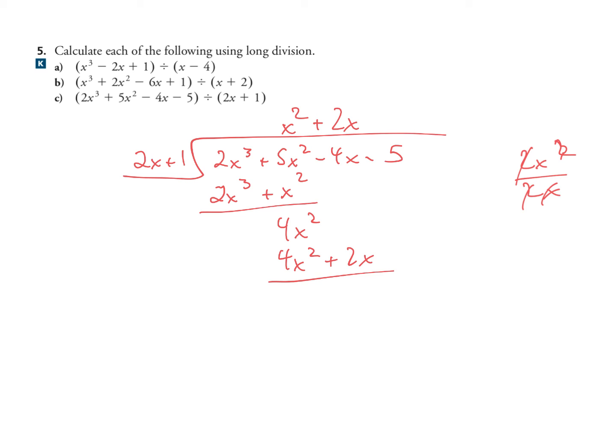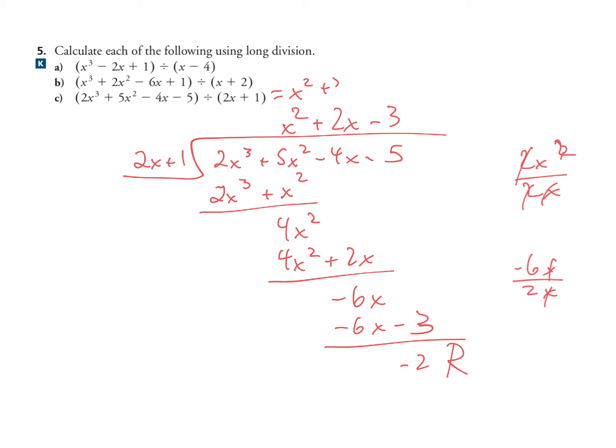Minus 4 minus 2, negative 6x. And negative 6x divided by 2x, the x's cancel. You're at negative 3. So you've got negative 6x minus 3. Negative 5 minus negative 3 is negative 2. That's your remainder. This equals x squared plus 2x minus 3, plus negative 2 over 2x plus 1. Some people just say minus 2 over 2x plus 1, but that could get you in trouble when this becomes a polynomial on top.